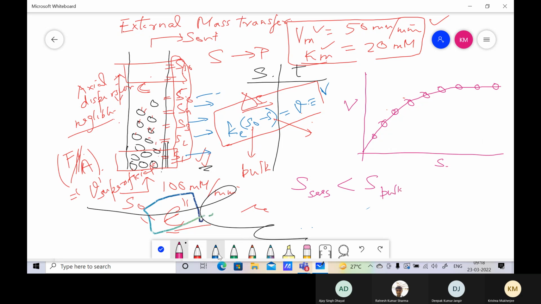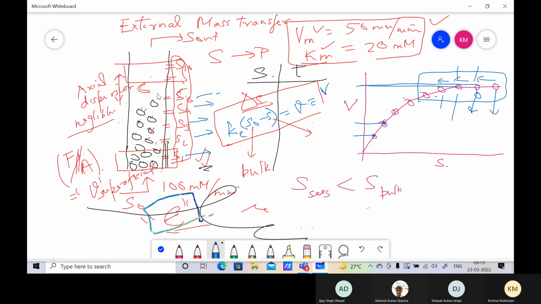Now, therefore, for all practical purposes, this substrate concentration is actually this substrate concentration, and this substrate concentration is this substrate concentration. So every time it is shifted to the left hand side, right? Now notice that in this range, the shifting of substrate concentration from this value to this value, or from this value to this value, is not changing the velocity. But shifting the substrate concentration from this to this is significantly changing the velocity.